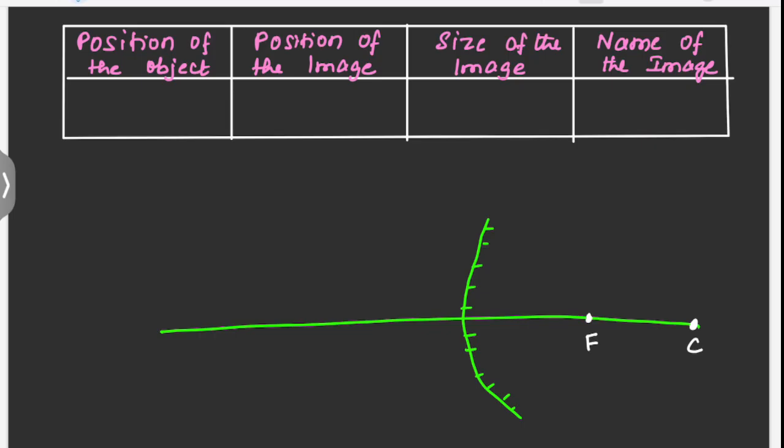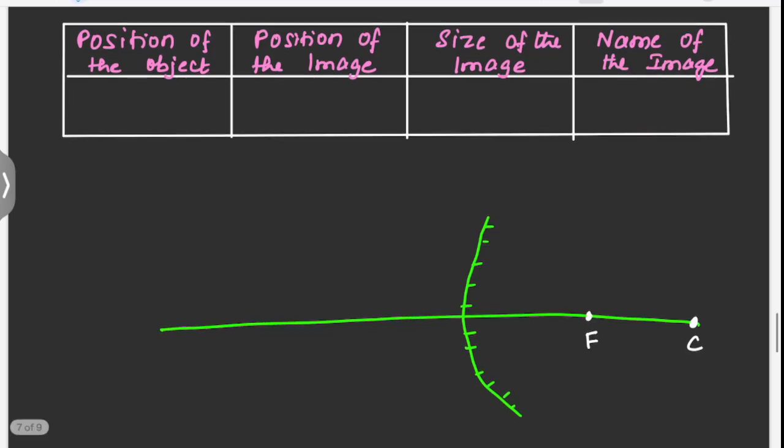So now let us place the object. Where we are going to place the object in the first ray diagram is at infinity. So we are going to place here. So this is the object AB which is placed at infinity.